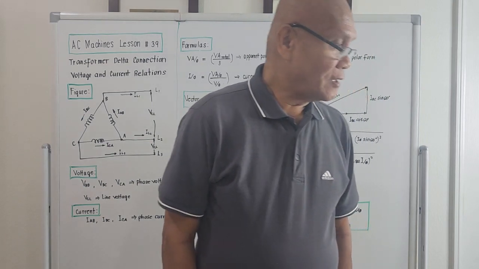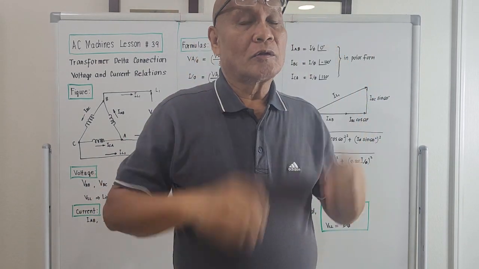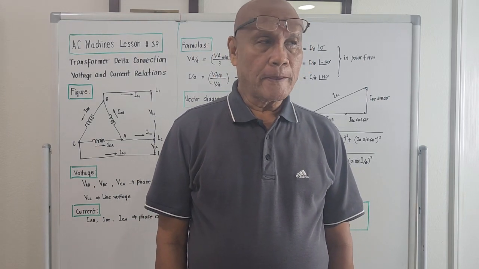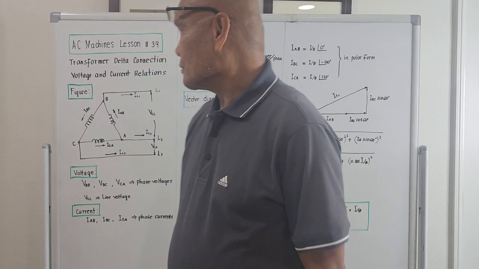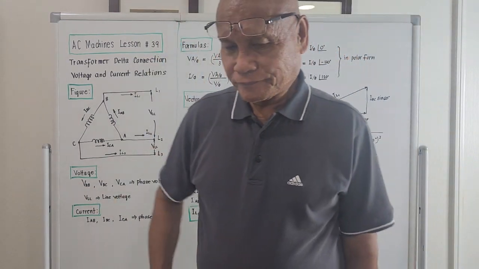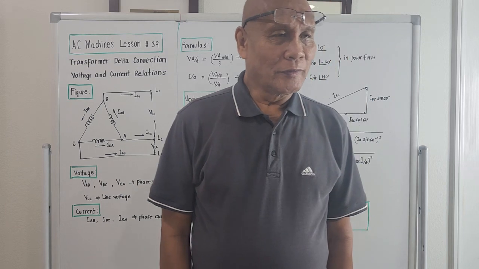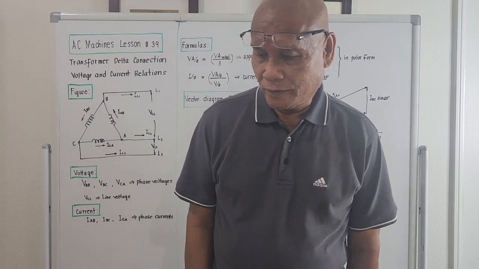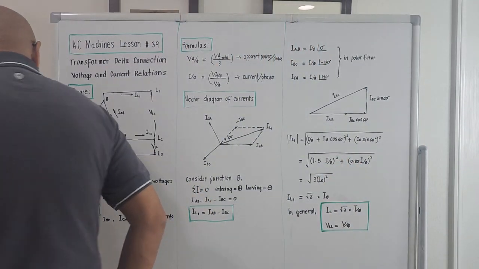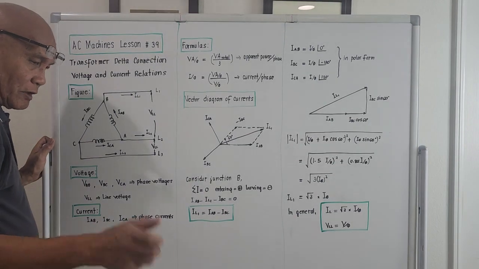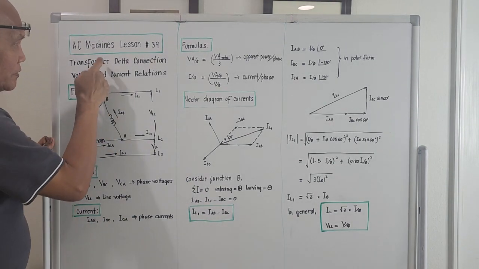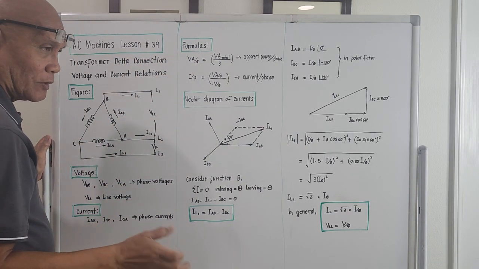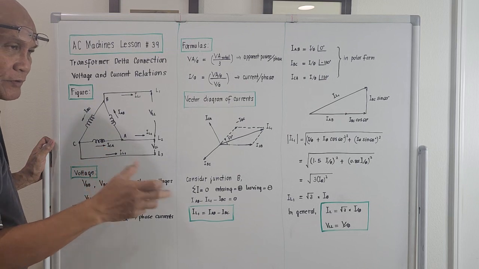My topic for this session will be a continuation of AC machines. This will be lesson number 39. We are running smooth. This is still a topic on transformers. Let's proceed. This is a continuation of AC machines, lesson number 39, and the title of the topic is a very interesting one.